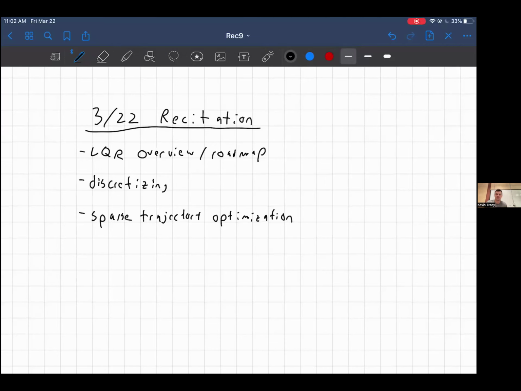So we had some issues with this on the last homework where people were discretizing or linearizing their nonlinear systems in a way that was a little bit weird. And then the largest part of today's recitation will be going over sparse trajopt. This is something we haven't made you do in a homework yet, but it's probably going to be really nice to know for the project itself.